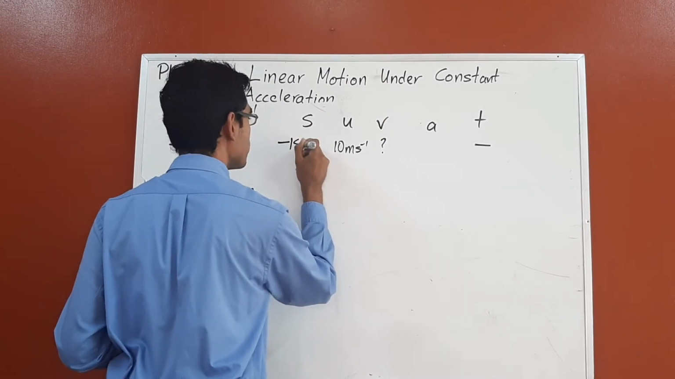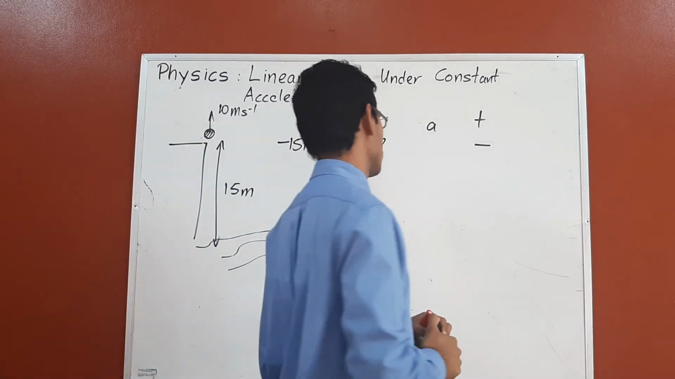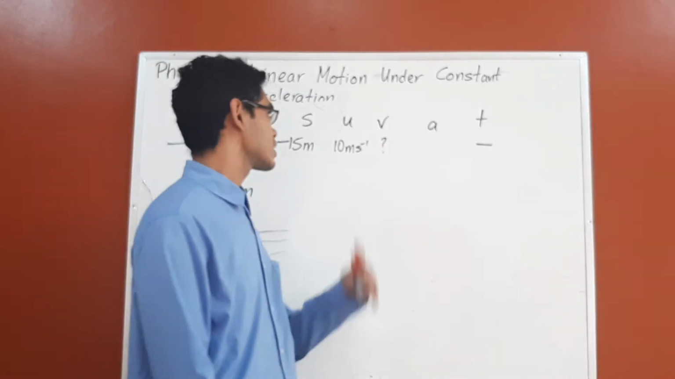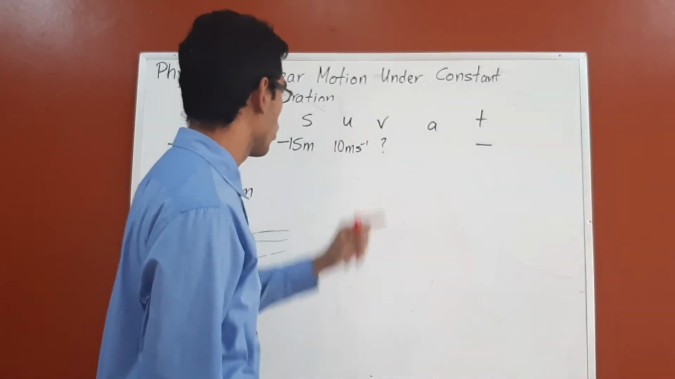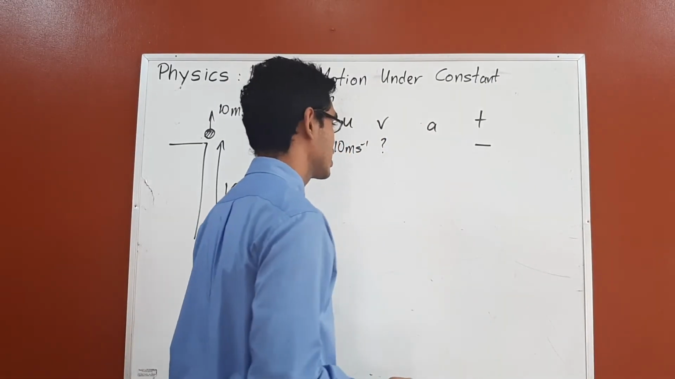Minus 15 meters. Alright. Minus 15 meters. But then we have one more mystery. The next mystery is, what is the acceleration? We only have two pieces of information. We have one unknown. We have no idea how long this takes. And we don't know what is the acceleration.